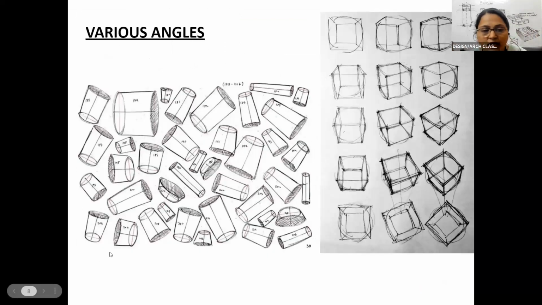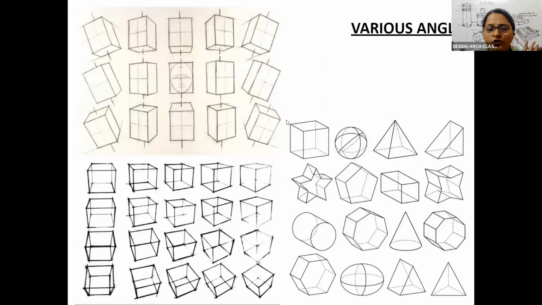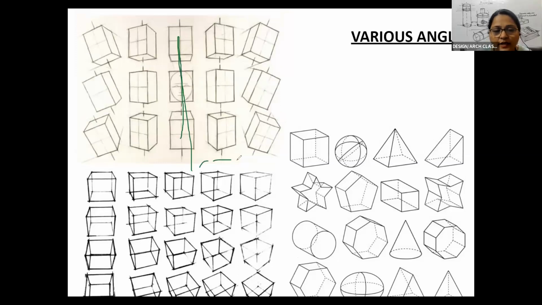You can draw a single object in any way, right? This is various angles. This is also various angles. There is no particular rule. You look at how your object was. See how it is turning once it is going towards the right hand side, how it is turning once it is going to the left hand side. So it's on you how you are drawing.